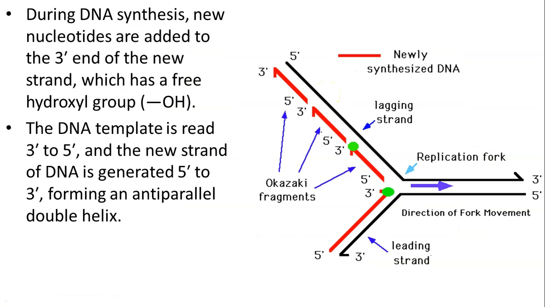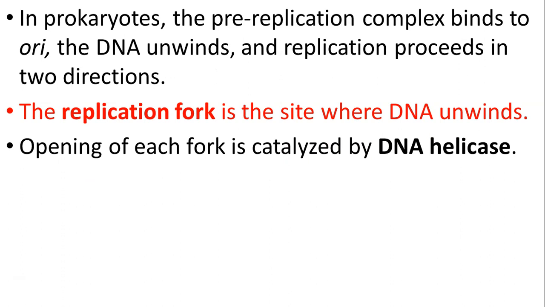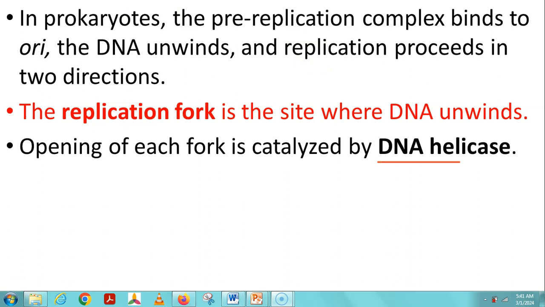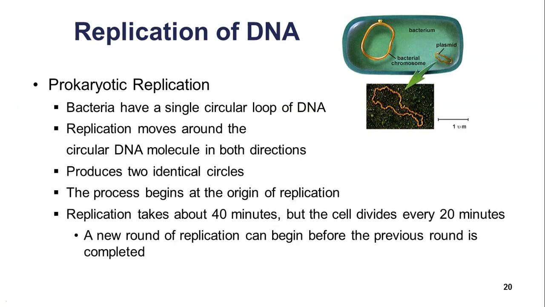Okay, the other part is the lagging strand, that's Okazaki fragments. And so DNA replication starts at the origin of replication, or ORI site. The replication fork is the site where DNA unwinds. Again, that enzyme that does that, you need to know these players in the game. The enzyme that unwinds it is helicase.